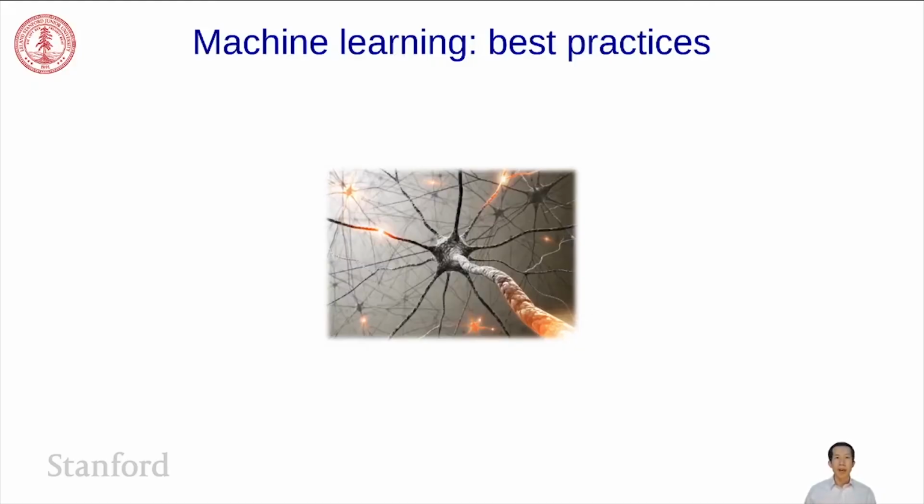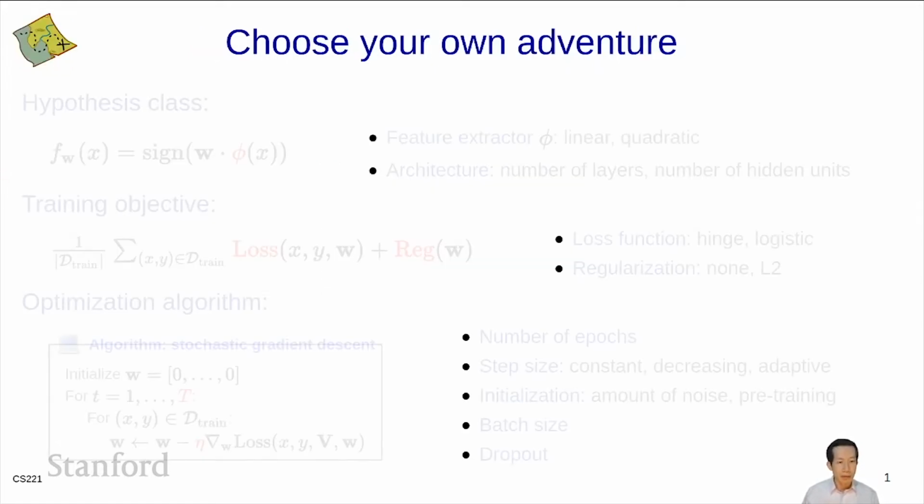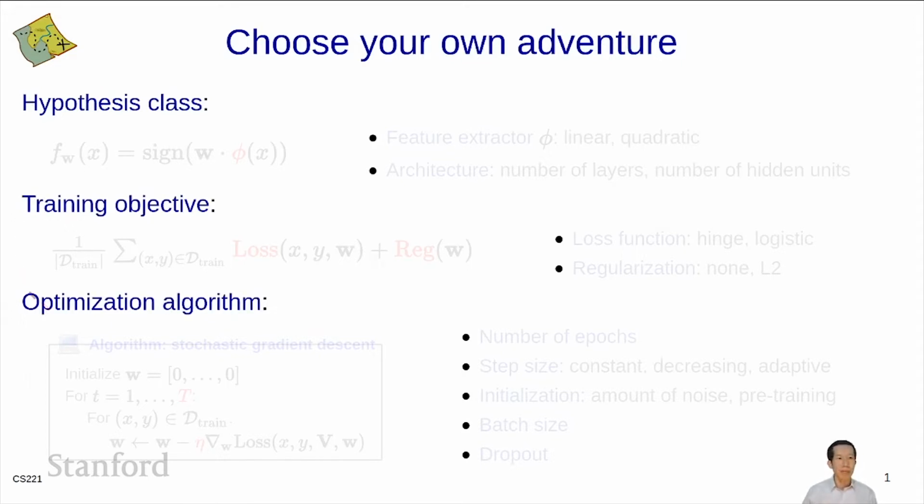So we've spent a lot of time talking about the formal principles of machine learning. In this module, I'm going to talk more about the empirical aspects of machine learning practice. So recall the three design decisions for a machine learning algorithm. First, set up the hypothesis class, training objective, and the optimization algorithm. And each of these design decisions has itself a bunch of different choices.